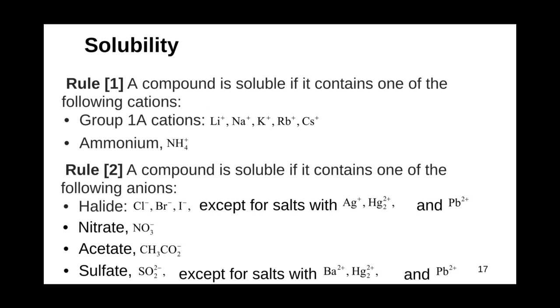Rule 2, a compound is soluble if it contains one of the following anions, i.e. something that's negatively charged. So group 7A are halides: chlorine, bromine, and iodine. Now, there are some exceptions to this. These will not dissolve if you are dissolving them in a salt with silver and mercury in them, as well as lead. Just as a note, that's not going to be something you're going to have to remember, but that's just a general solubility rule for halides.